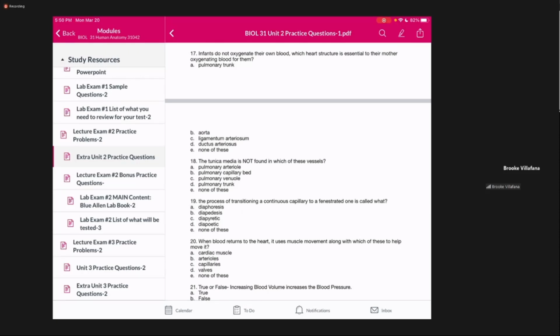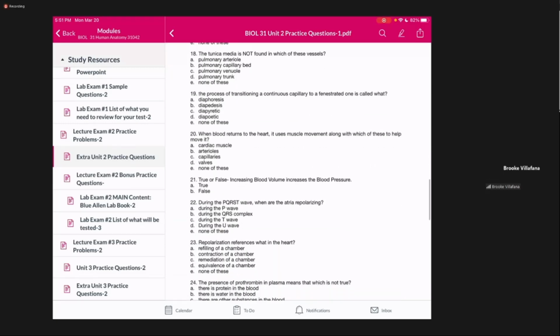Question 17. Infants do not oxygenate their own blood. Which heart structure is essential to their mother oxygenating their blood for them? If you said D, ductus arteriosus, that would be correct. Remember that it's called ductus arteriosus in infants, and then it's called ligamentum arteriosum in adults. Okay, ductus arteriosus in infants, ligamentum arteriosum in adults.